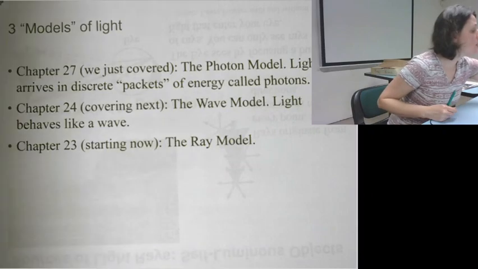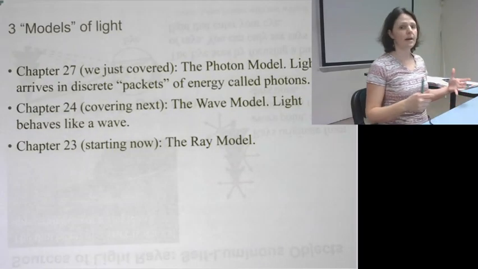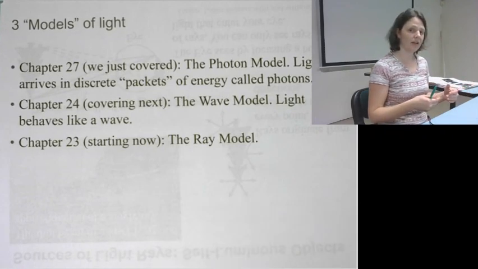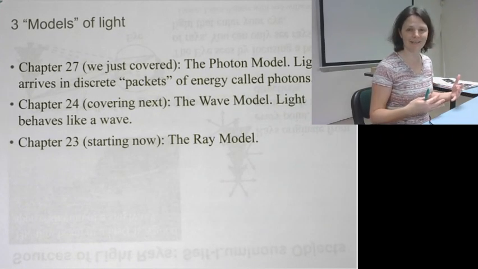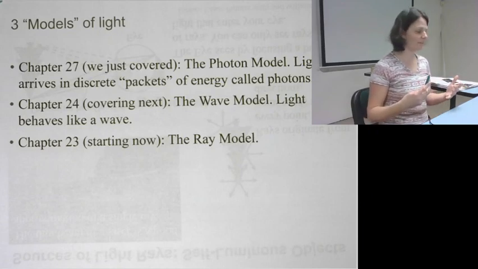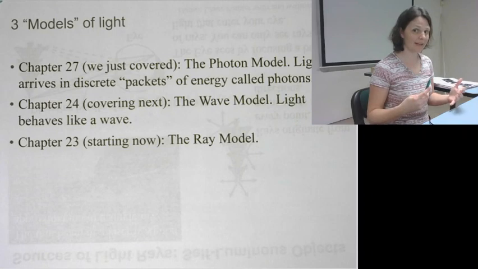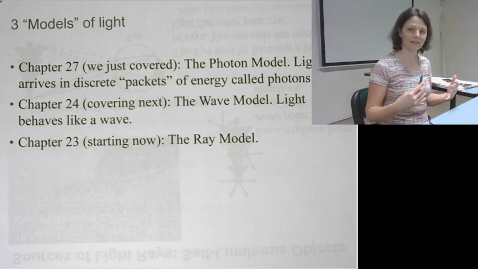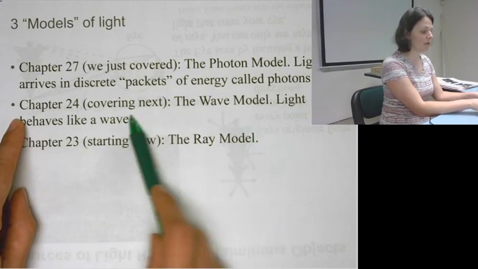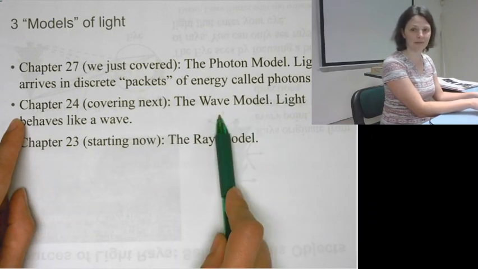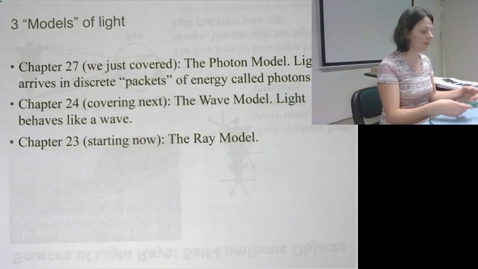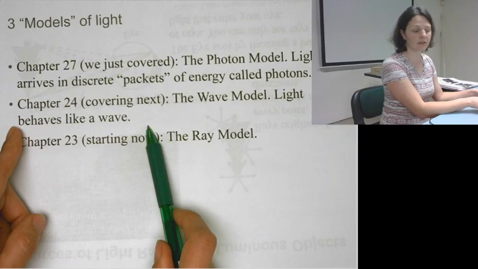Okay, so we have three models of light. We just covered that light is kind of this crazy thing, right? We just covered the fact that electromagnetic waves are actually light. We're going to cover that next in more depth, or at least some depth, as we near the end of the semester, which is that light behaves like a wave. So that's sort of the next chapter.